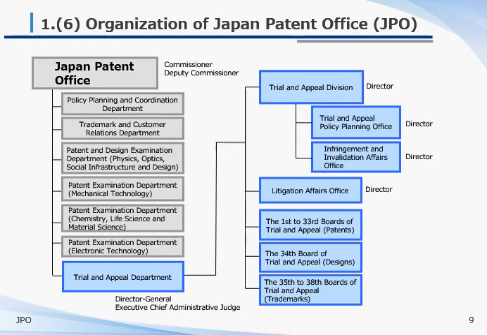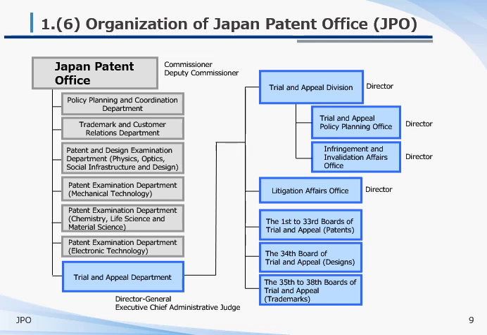This slide shows the organizational structure of the JPO and TAD. The JPO has 7 departments. One of the departments is TAD, as shown in blue. TAD includes the Trial and Appeal Division and the Litigation Affairs Office. Each of these divisions is overseen by a director.